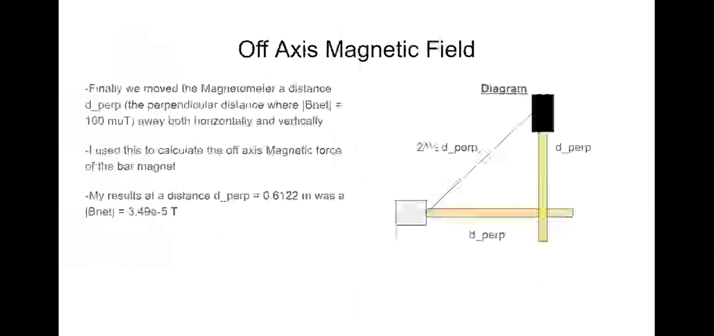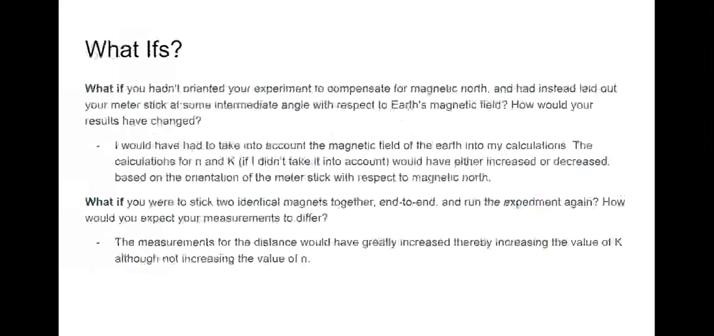So a couple what ifs to take into account if we were to do this experiment a different way. What if you hadn't oriented your experiment to compensate for magnetic north and instead laid out your meter stick at some intermediate angle with respect to the Earth's magnetic field? How would your results have changed? If you didn't know how many degrees away from magnetic north or magnetic south, or you don't have some sort of catalog that would be able to tell you, you would just have completely incorrect n and k values, as your n and k values would have either increased or decreased based on the orientation of the meter stick with respect to magnetic north. But if you had taken that into account, which would have made it more complicated, you would have been able to get the same answers, albeit much more complicatedly.